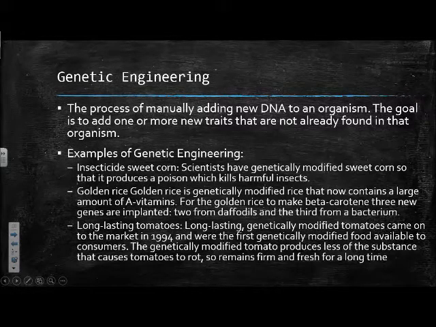Okay, so then genetic engineering, the process of manually adding new DNA to an organism. The goal is to add one or more new traits that are not already found in that organism. So some examples, so insecticide sweet corn. Scientists have genetically modified sweet corn so that it produces a poison that's harmful to insects.